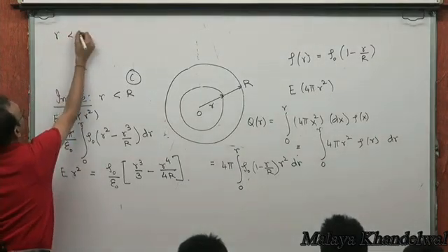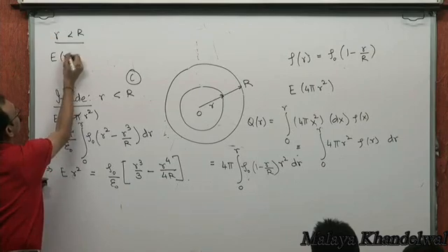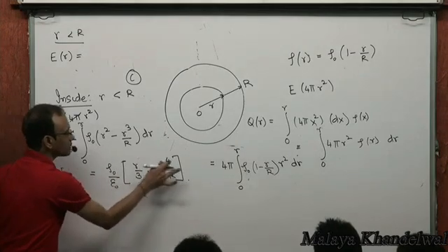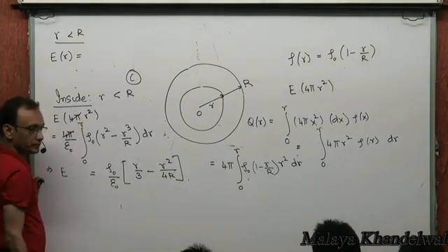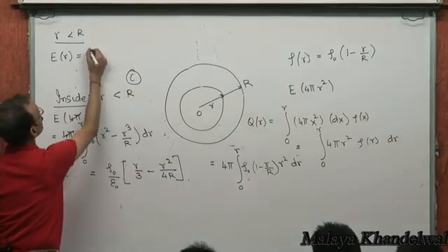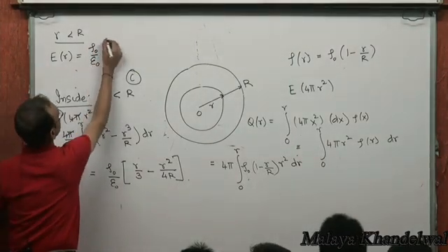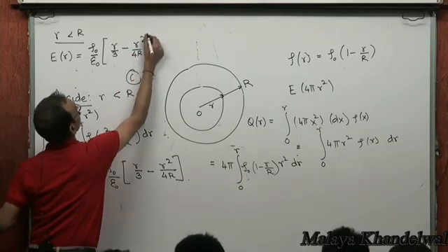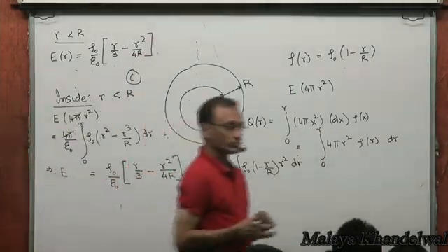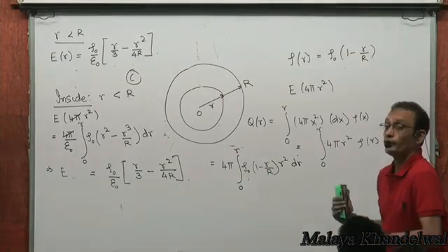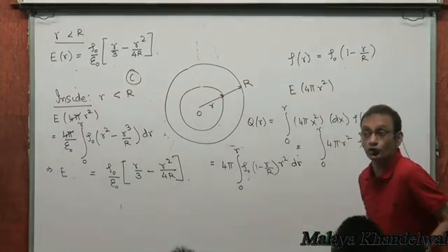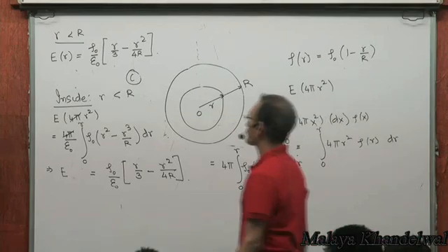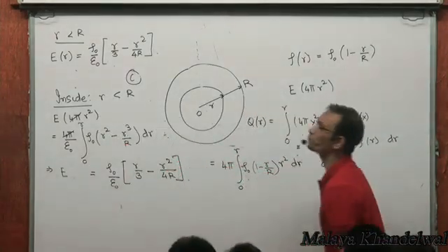So for r less than capital R, E at r is going to be given by this divided by r squared. When I divide by r squared, this becomes r and this becomes r squared, right? So that gives me rho naught by epsilon naught times r by 3 minus r squared by 4R, right? Yes or no? That's how the electric field varies inside this spherical region. So far so good? Yes or no?